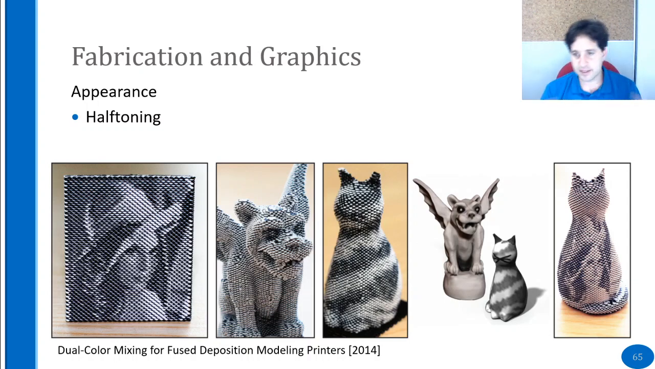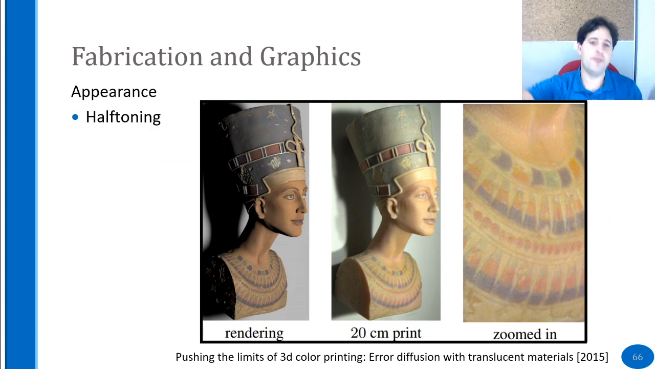And here is an example that uses halftoning in order to improve the visible appearance quality of 3D printed parts according to requested targets. This, of course, came even. This was evolving and evolved into this, and this is still evolving. There are still works. Even last year, work still came out that addressed this problem.